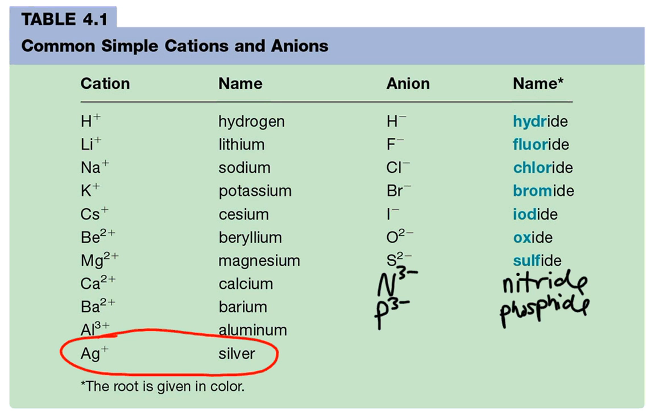And then the one that's kind of odd is the silver ion, which normally you would think, well, silver is a transition metal, we don't know exactly what the charge is. Well, as it turns out, silver is one of those transition metals that only likes to form one charge, and that charge is silver plus 1. Okay, so make sure you jot those down.